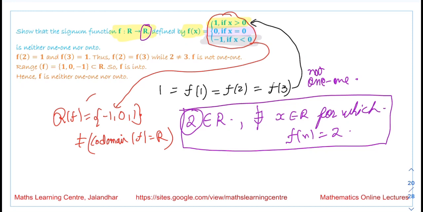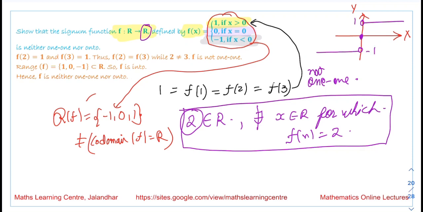Another way to prove this is, we are talking about the graph of this function. Suppose we are drawing the graph of the signum function. This is the x-axis, this is the y-axis. We are saying for x equal to 0, the value is 0. For x greater than 0, the value of this function is 1. For x less than 0, the value of this function is -1.